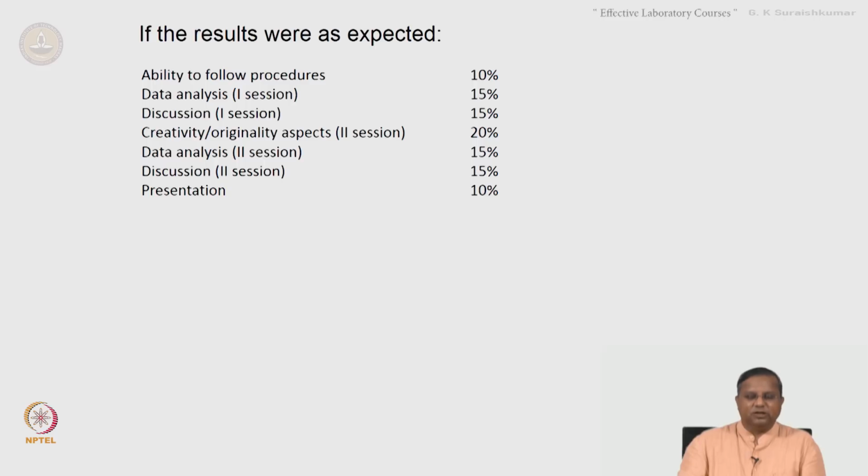For the second session, if the results were as expected, creativity and originality aspects carry 20%, data analysis for the second session 15%, discussion for the second session 15%, and presentation, which is mainly communication and professional appearance of the report. Communication carries 8% and professional appearance of the report carries 2%, both are important, communication is more important.